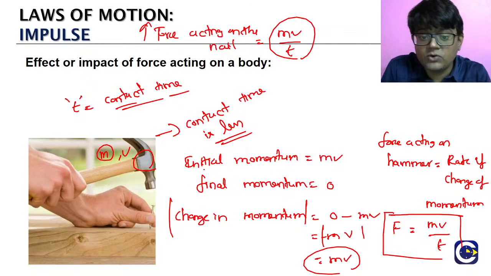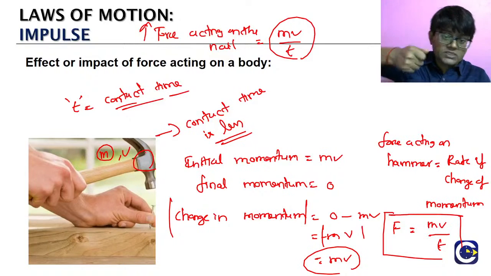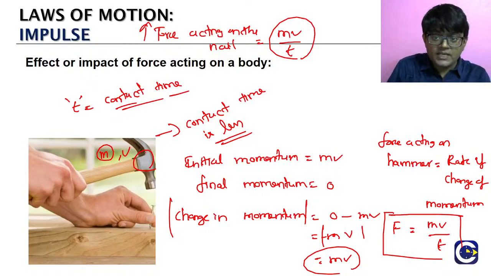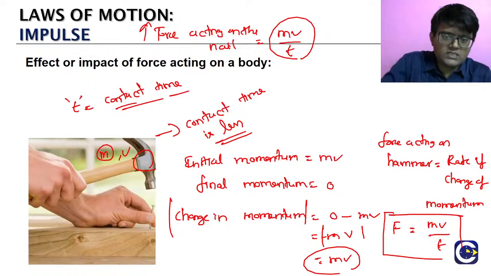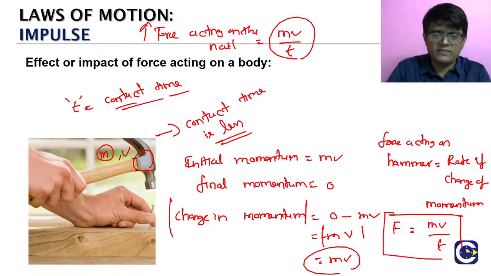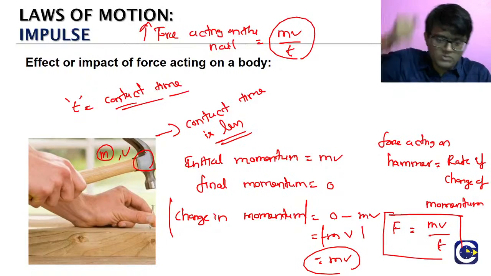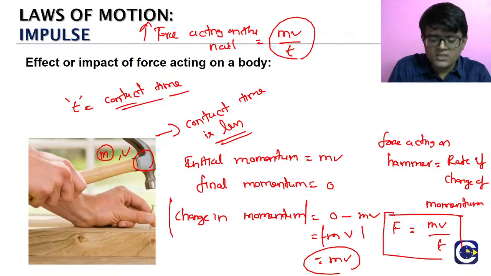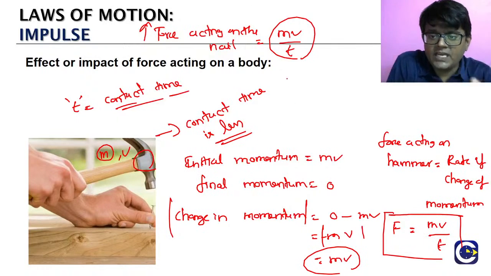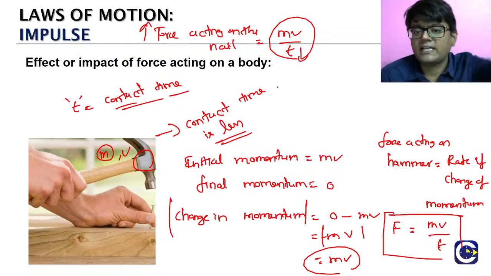What is the thing that we can do? Because how much velocity we can bring the hammer with depends upon the energy we can spend. Somebody who is very muscular will be able to bring the hammer with a very high velocity. If you have lesser strength, you cannot give it so much velocity. But we can increase the impact force by reducing the contact time.